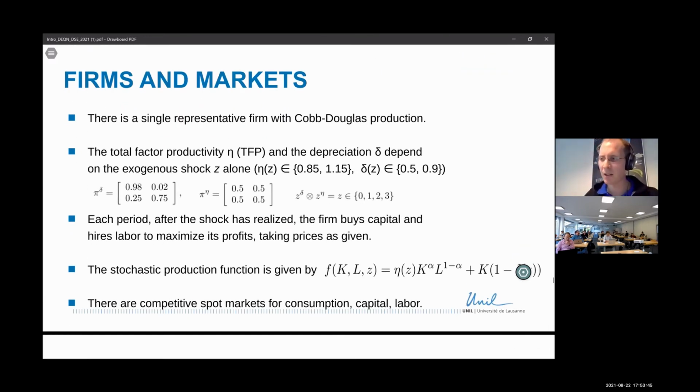Then you have firms and markets. We have a representative firm with a Cobb-Douglas production function.